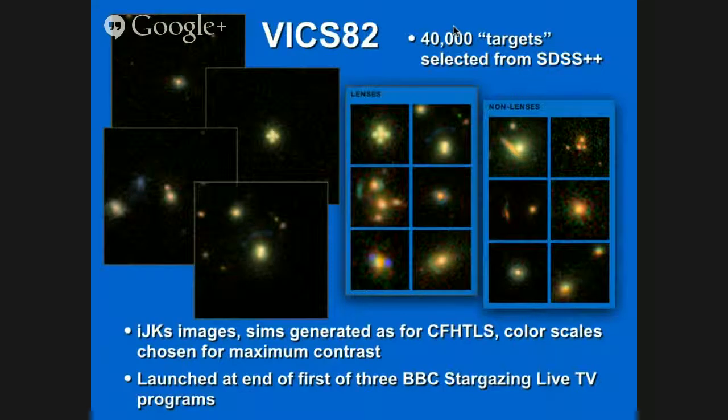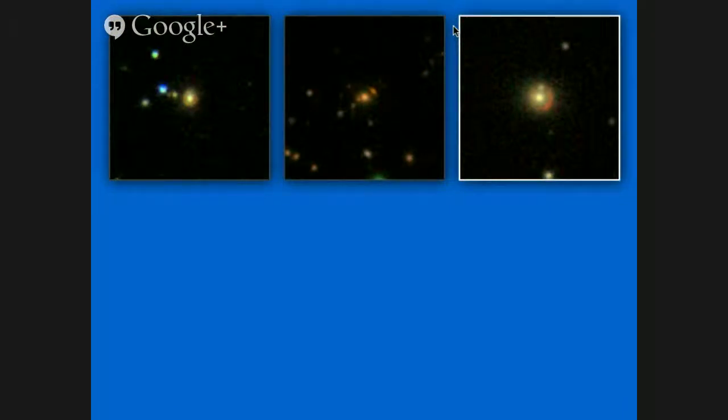We reconfigured the website again, went back to the blue for stage one, had to remake the images. These are IJK images instead of GRI for the astronomers. And perhaps the key thing was that this data set was launched at the end of the first of the BBC Stargazing Live TV programs. So that was interesting. After 3 days, we found these three very good lens candidates. I'm not sure if you can see it very well, but this is a red arc here, and a pair of red images here, and another red ring system over there.